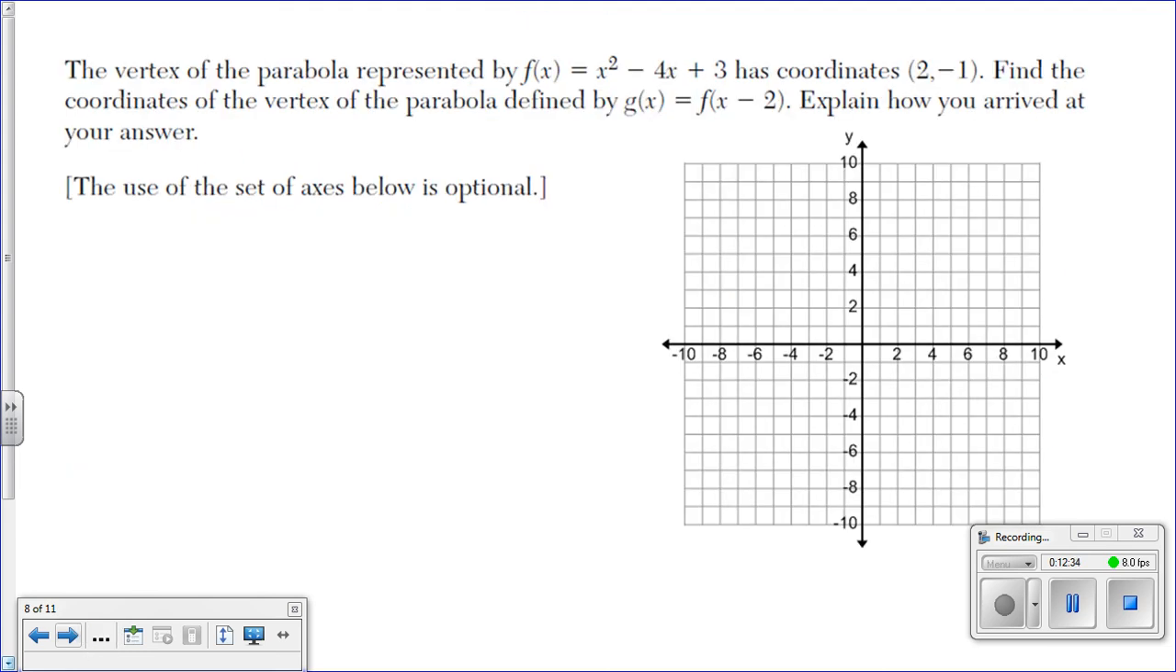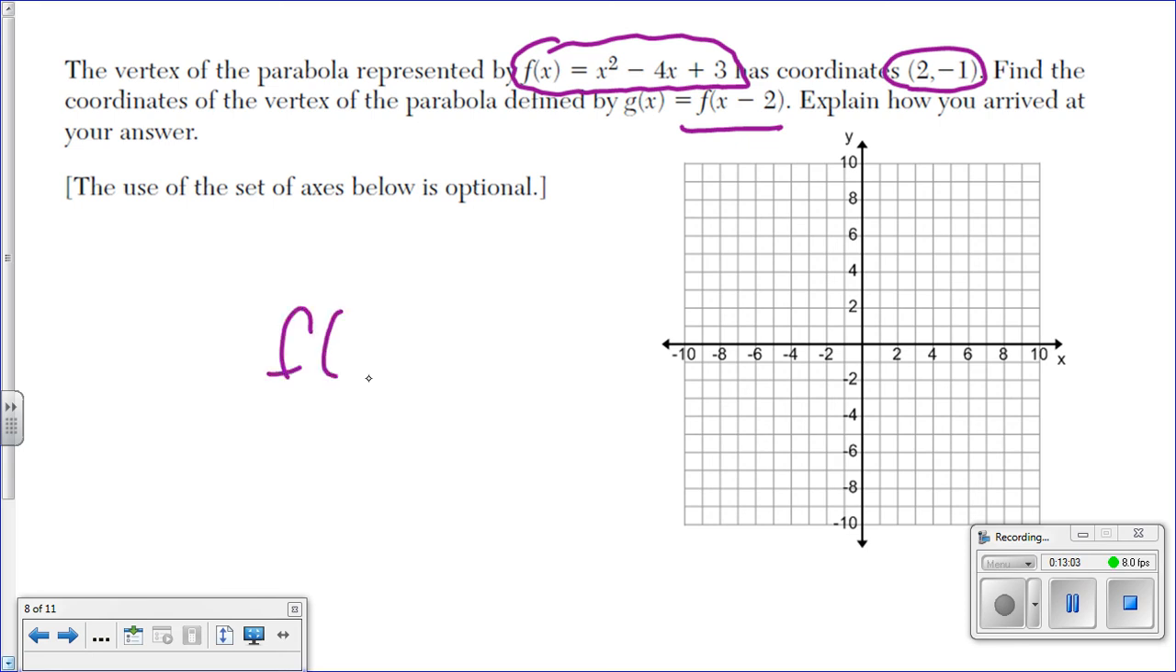Let's take a look at this one. The vertex of the parabola is represented by f of x is equal to x squared minus 4x plus 3 and has the coordinates of 2, negative 1. Find the coordinates of the vertex of the parabola defined by g of x equals f of x, but you're minusing 2 from your x values.